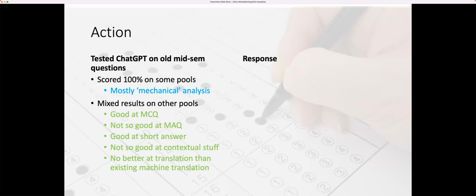So following on from what Axel just said, if you read the short answer responses carefully, you can see that there are flaws in them. However, in comparison with the short answers that students would give me in an exam under time pressure, ChatGPT performed pretty well at the short answer questions. Not so good at context dependency. And ChatGPT is not written as a machine translation software. So actually its translation capabilities are no better, we have found, than existing machine translation.